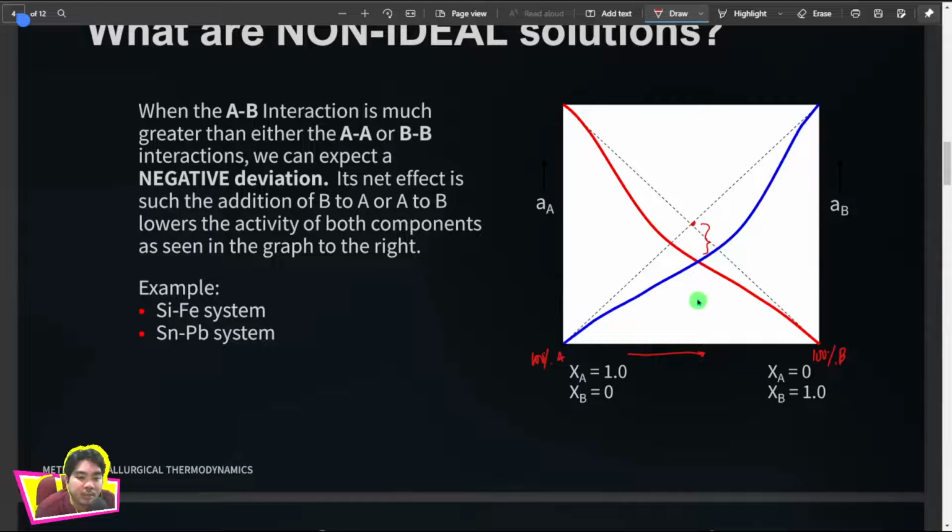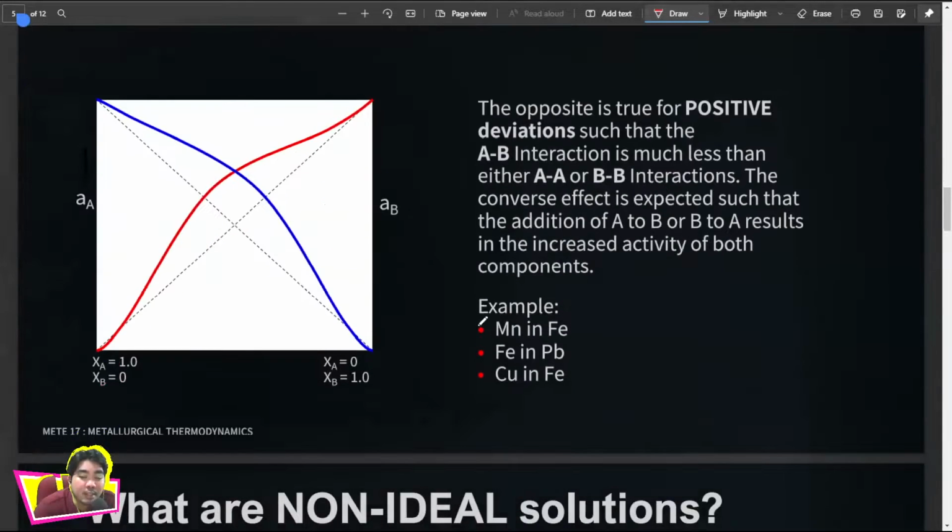Okay? So the net effect of this is that if you add B to A or A to B, the activity will lower for both components. So that is the negative deviation. And some systems that exhibit negative deviations are the silicon-Fe system and the lead-tin system. Okay? Now the opposite of the negative deviation is what we call a positive deviation.